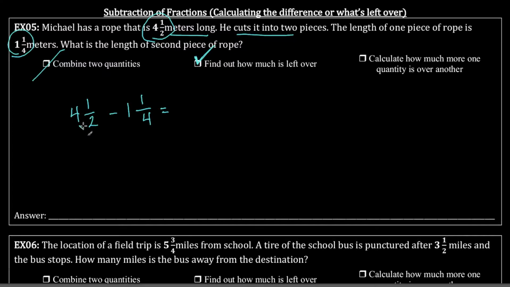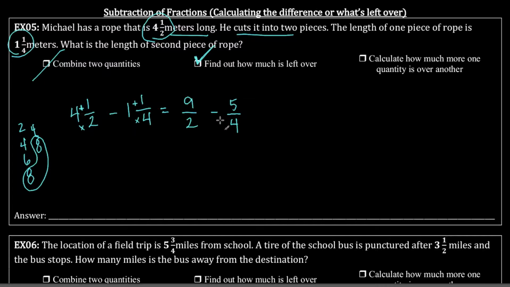Let's use our Texas method. So 2 times 4 is 8, plus 1 is 9. So 4 and 1/2 is 9 halves. And 4 times 1 is 4, plus 1 is 5 fourths. Well, 5/4. That was my mistake. Now let's find a common denominator. This one's easy also. We can just use 4, but let's just choose something different. 2, 4, 6, 8, and 4, 8. Okay, let's use eighths.